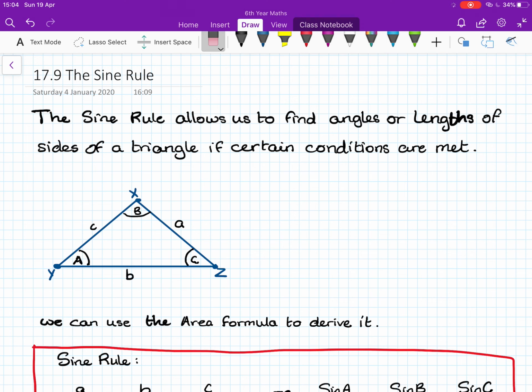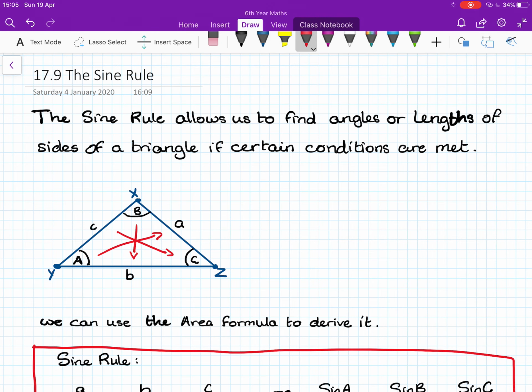So we've got X, Y, and Z. That's our three vertices. What I will take note of is the difference between the capital letters and the lowercase letters. All of the angles are denoted by capital letters and all of the sides are lowercase letters, and each one is opposite to its own letter. So the side lowercase b is opposite to the angle B as well.